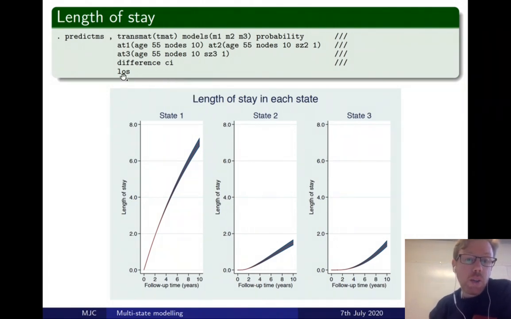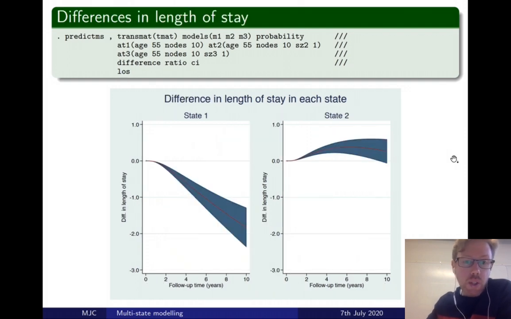I add my LOS option, and I get the length of stay spent in each state. So after 10 years, or out of potential 10 years, on average we spend about 7.5 years alive and relapse-free, 1.5 years alive but having experienced a relapse, and of course time lost due to death, we lose about 1.5 years. Okay, confidence intervals, differences, all of these things apply now not only to transition probabilities but also across length of stay. So we get these as well.